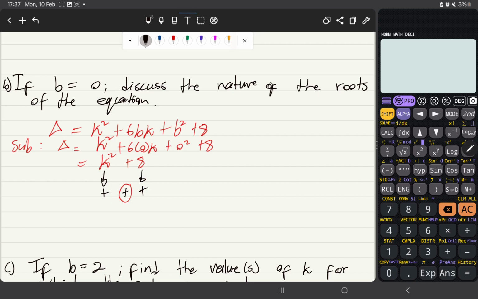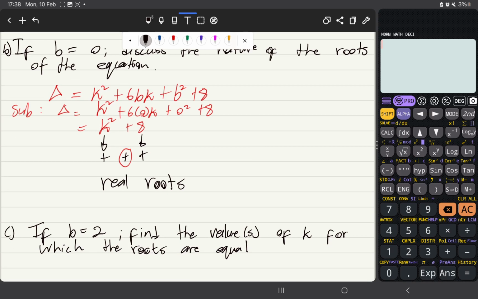Our discriminant is positive, so from this case you have real roots, right? You have real roots, and now it's just going to depend on k as for whether the roots of this equation are going to be irrational or rational. So in the next one, yeah, it is going to depend on that, right?